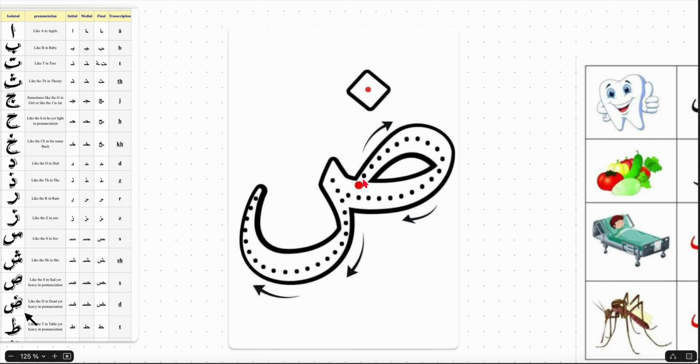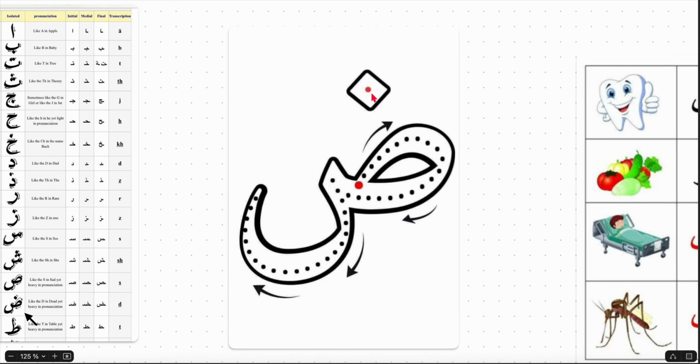The basic form of the letter Dad is this. You write the letter starting from this dot here, and after that like this in the picture. Do not forget the dot above the letter. Okay, the sound of the letter is ad, ad, ad.